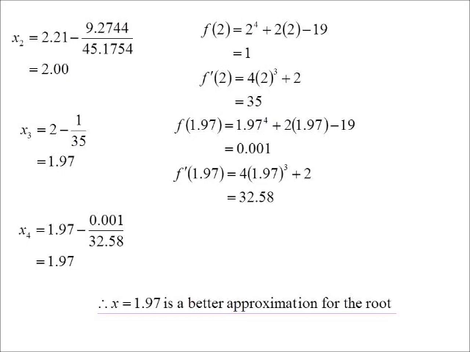So 1.97 would be a better approximation, and that one only took me 4 goes. Reality is, had I picked the sensible one, remember we said it was between 1 and 3, and the sensible first approximation would have been the average, I suppose, which would have been 2. I would have got it bang straight away with that one.